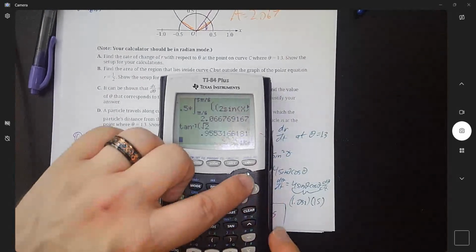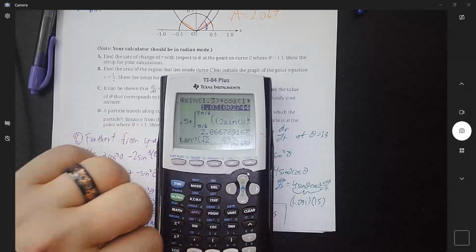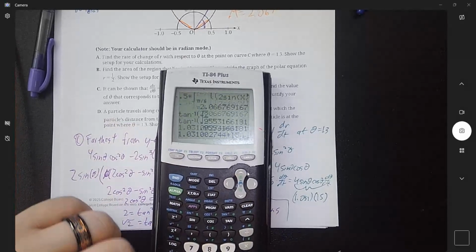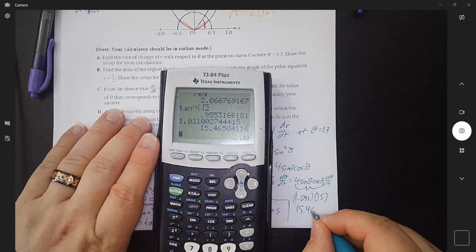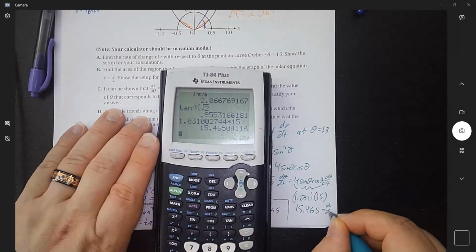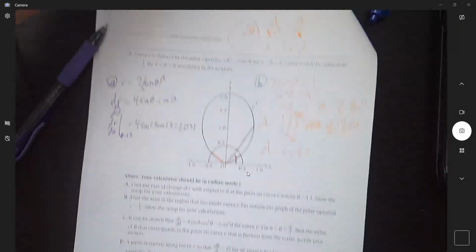So we're just going to take that 1.031 and multiply it by 15, and you get 15.465. That is dr dt. Okay, so that was for the BC kids.